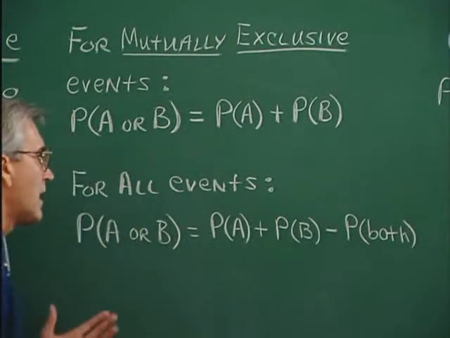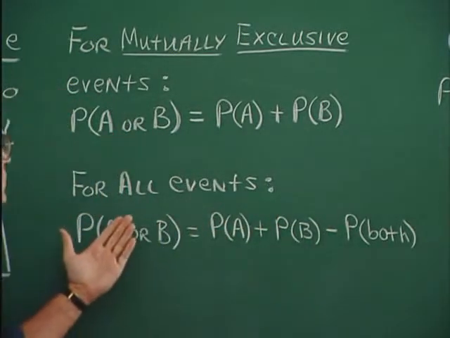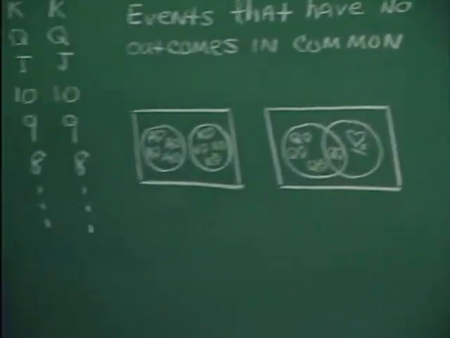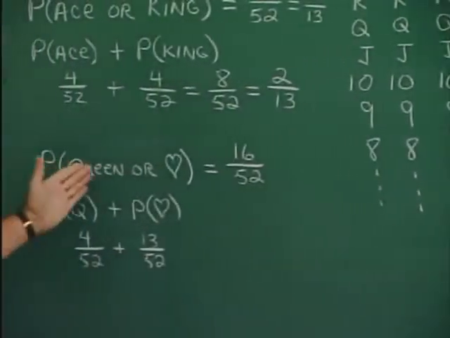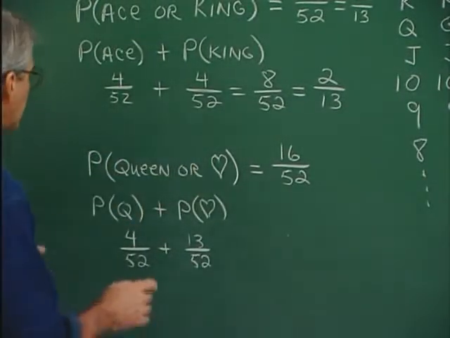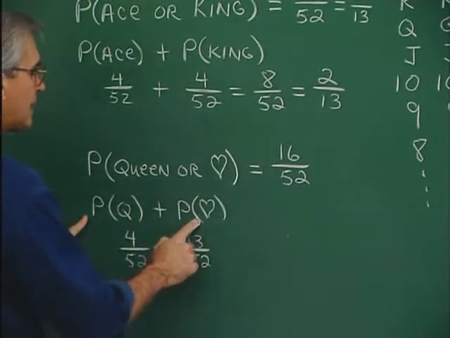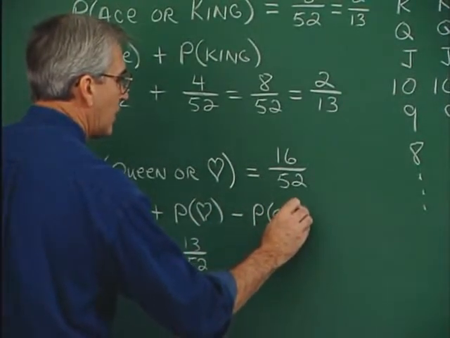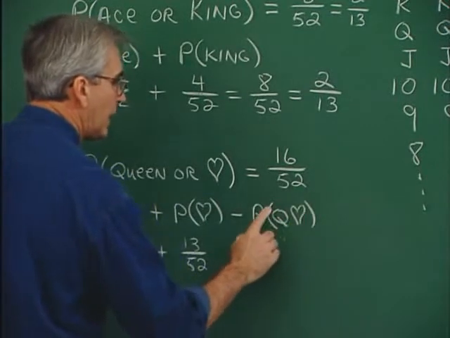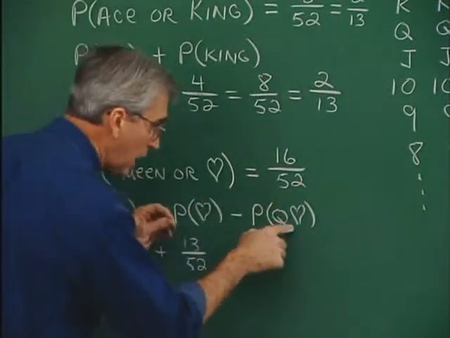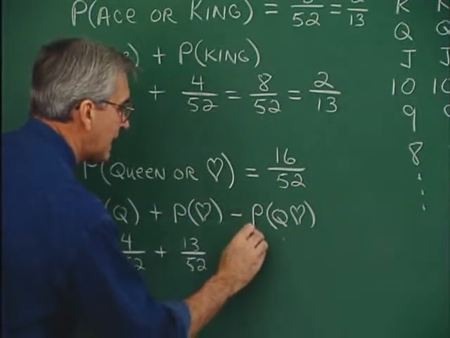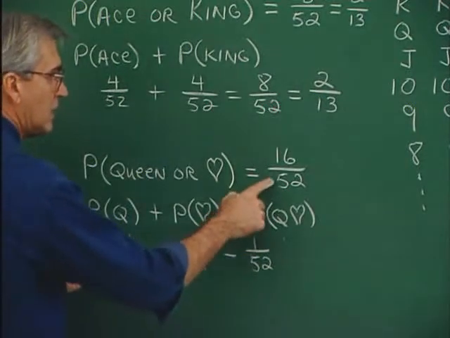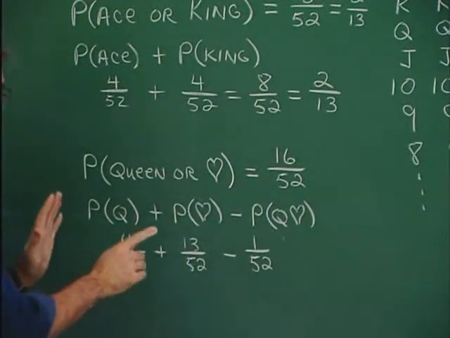And if we apply this idea to our calculation earlier, let's come back over to this side and apply the idea to this queen or hearts business. It's the probability of queen plus the probability of hearts minus the probability of the queen of hearts. Now, there is only one queen of hearts, so we would be subtracting out this 1 over 52. And now this gives us the 16 over 52 that we were looking for.